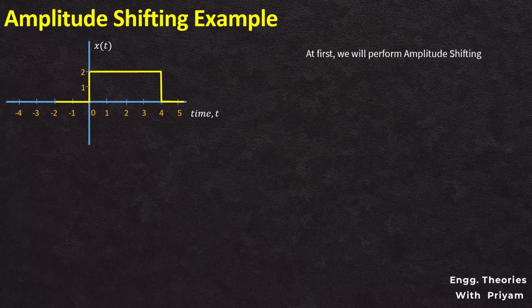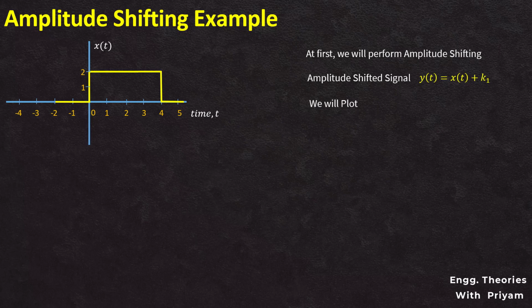At first you will perform the amplitude shifting operation on this signal x(t), and the new amplitude shifted signal y(t) can be given as x(t) + k1. This k1 is the value which determines how much shift in the amplitude will occur in the signal x(t). If the value of k1 is positive, then the signal will move upwards, and if the value of k1 is negative, then the signal will move downwards by the value of k1.